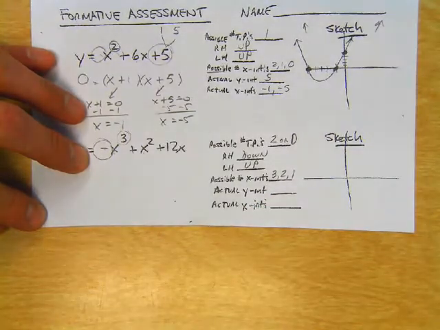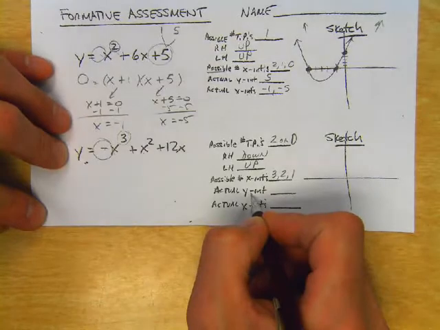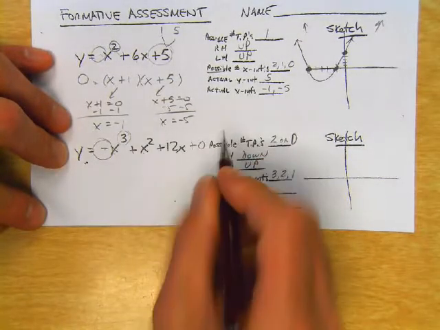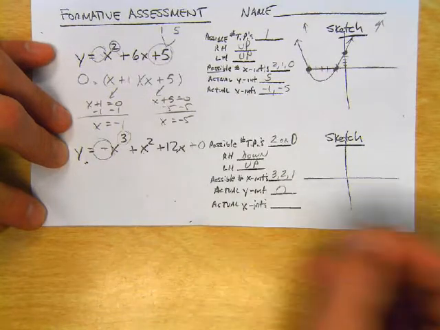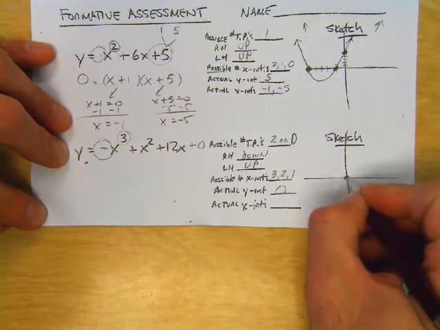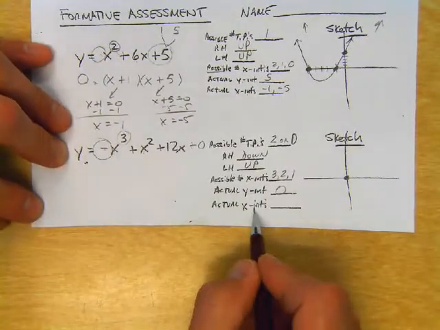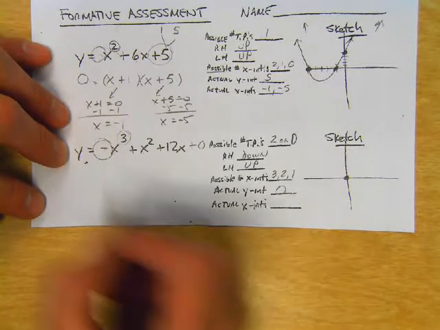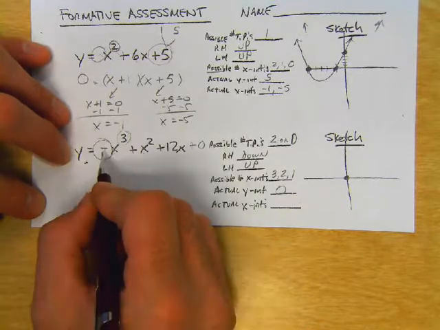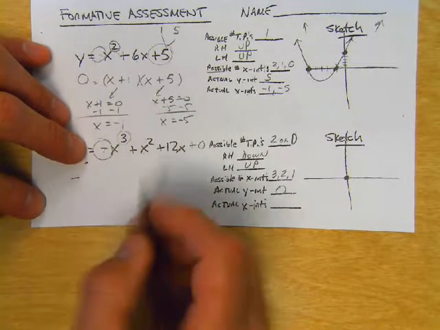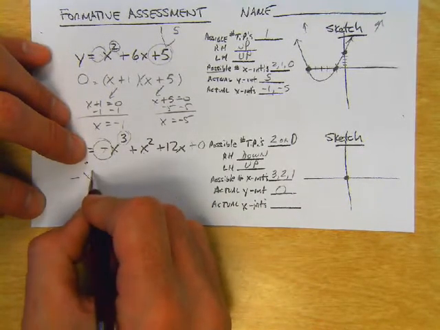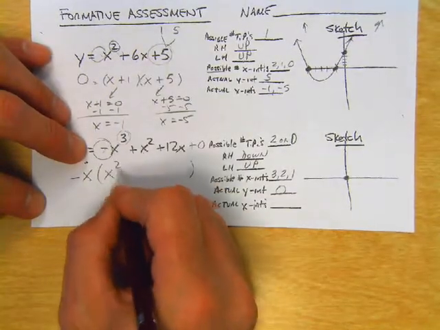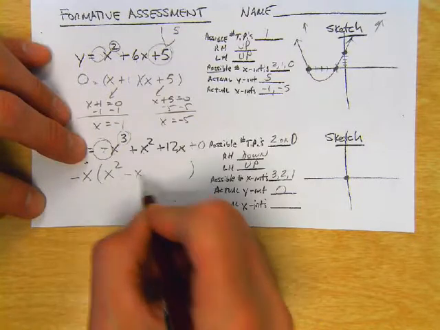The actual y-intercept will be the constant term, which is 0, so we know that. And the actual x-intercepts we get from the factored form. So I think that we need to factor an x and a negative out of each of these terms, and we'll end up with positive x squared minus x minus 12.